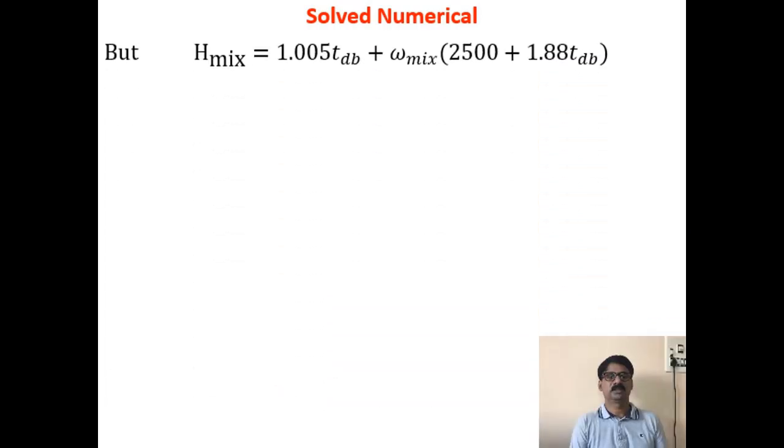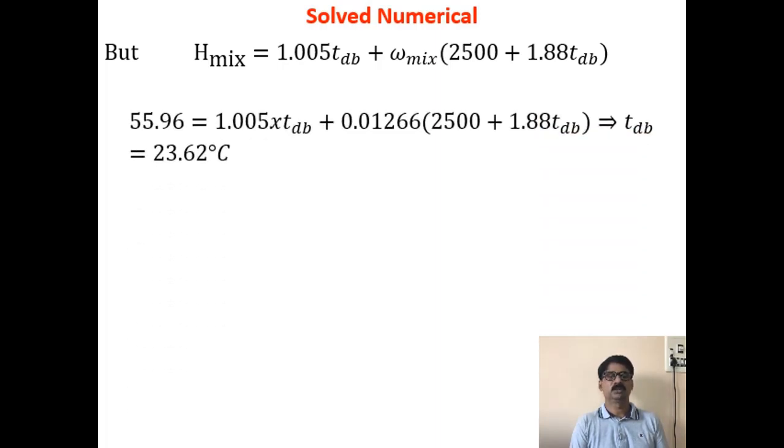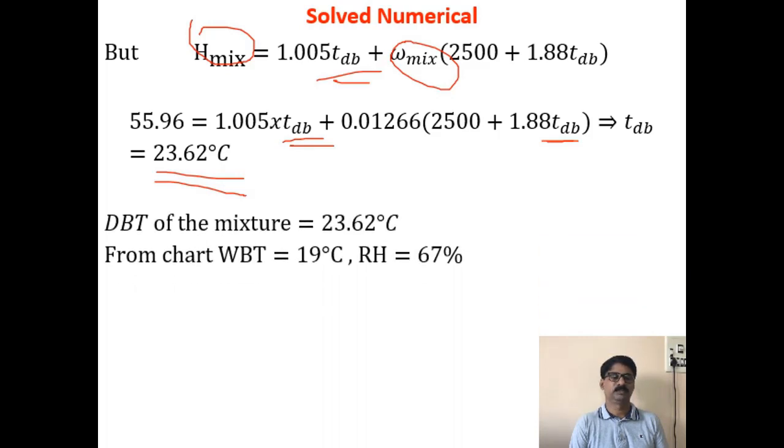Now H mix is 1.005 T dry bulb plus omega mix into 2500 plus 1.88 T dry bulb. Here the dry bulb temperature of the mixture is unknown, whereas H mixture is known. Just now you calculated omega mix also, so the only unknown is the dry bulb temperature. You have to make proper simplification here, because there are two terms involved with the dry bulb temperature, and after simplification you can find its value as 23.62 degrees Celsius. Now the dry bulb temperature of the mixture, that's the answer, 23.62 degrees Celsius.